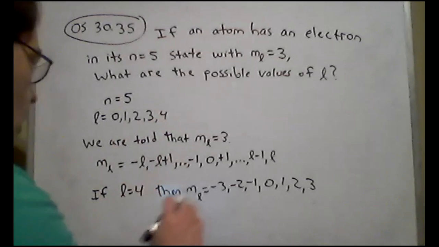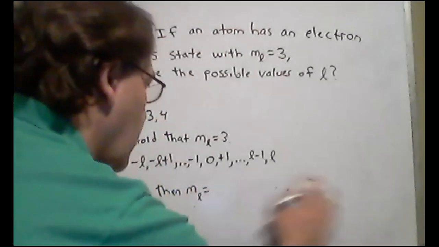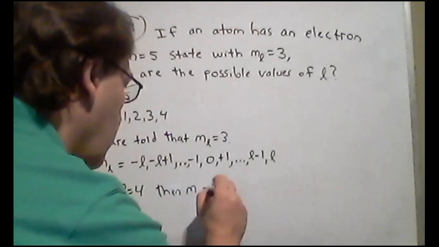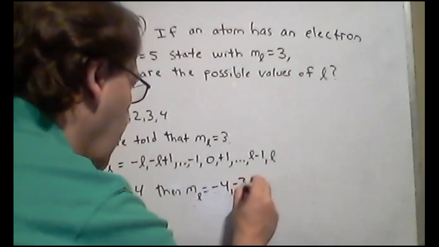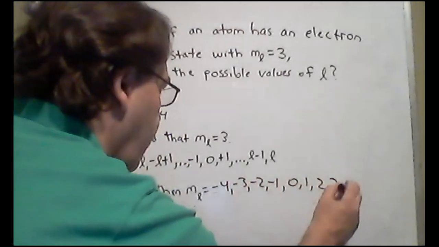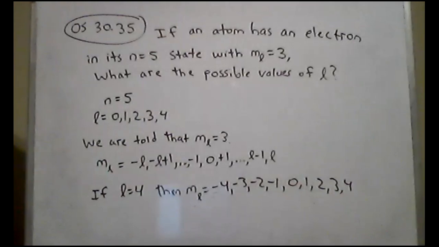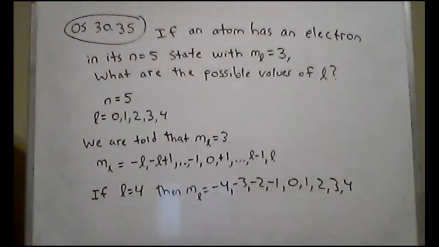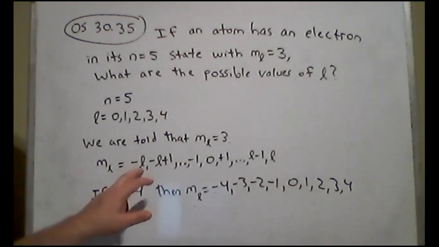Little L equals 4. That means that M sub L can take on the values of negative 4, negative 3, negative 2, negative 1, 0, 1, 2, 3, 4. And that's okay. Because I know that M sub L is 3, but it could be 4. Nothing stops it. The only thing is it can't be less than 3. M sub L can only be negative L to L.